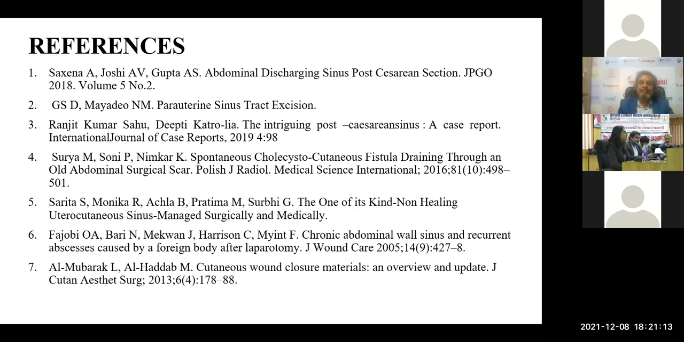How will you send the sample for CBNAAT? Fresh tissue. We usually send it in falcon tubes, two falcon tubes. And what will you mix, formalin or normal saline? Normal saline. Yes, normal saline.